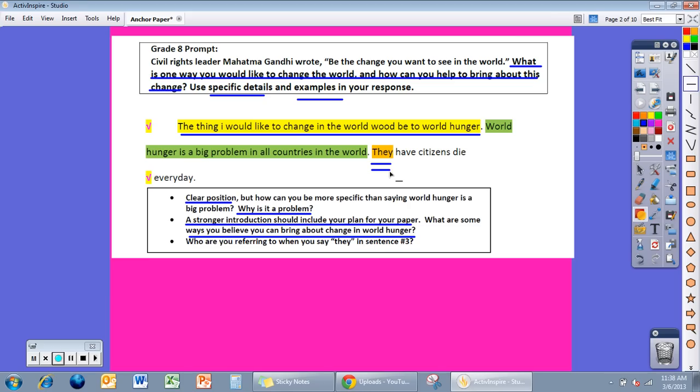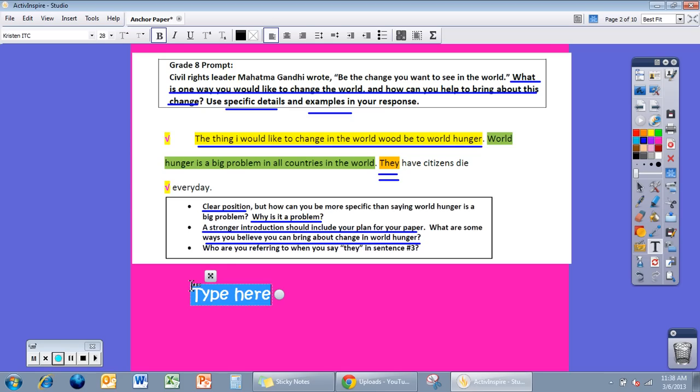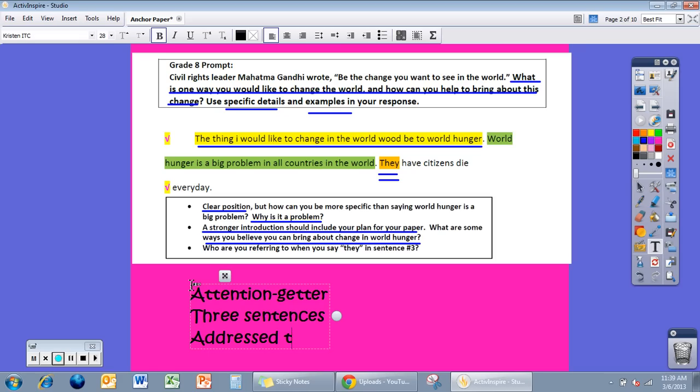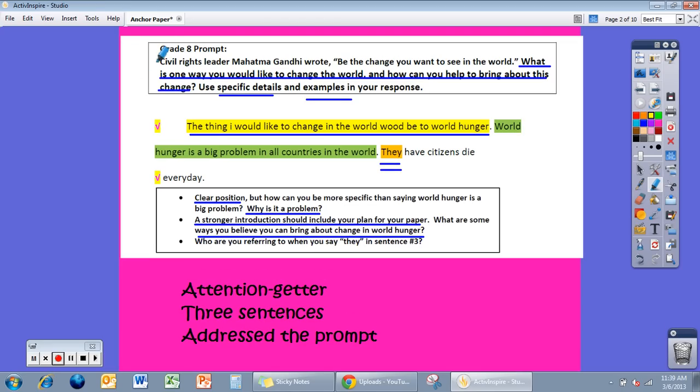Notice the word "they" in the last sentence. Who are you referring to? Now, there are a couple things that you have left out, such as your attention getter. There is not one. You only have 3 sentences here. And you really haven't addressed the prompt. And this prompt is really nice in that it gives you this little quote here. And anytime they give you a quote, that is a good way for you to address the prompt and have a good attention getter, because you can actually use the quote in your paper.